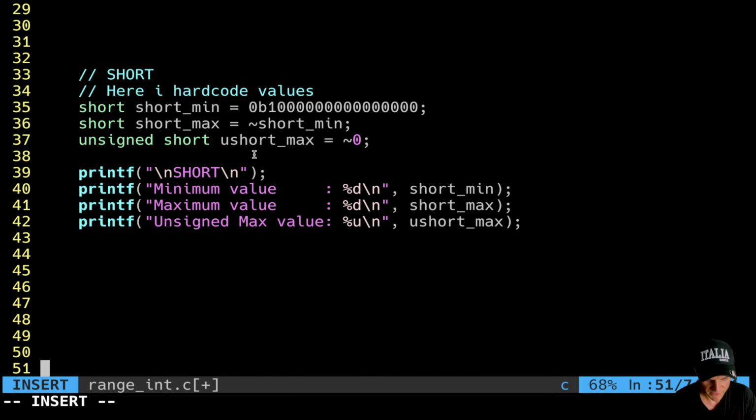For short, this time, as you can see, I've hard-coded in binary the value for short min. I have 1 in the most significant position, and then 1, 2, 3, 4, 5, 6, 7, and then of course 8 more values, 8 bits. So I have 16 bits, of which the first one, the most significant one, is 1: short min. Then I just do tilde short min. I'm going to invert this, and it's going to become 0, 1, 1, 1, 1, 1. And then, to get the max, I invert with the tilde again. Then this is going to cast it into an unsigned short.